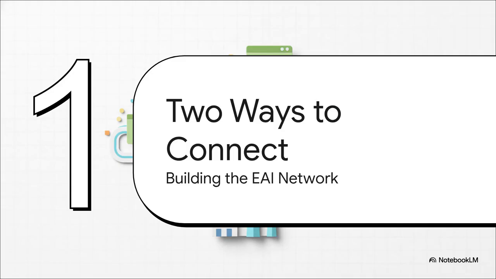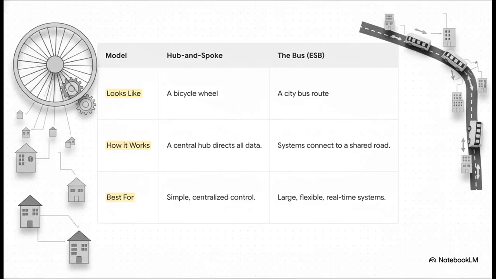Now, you should know that not all these digital post offices are built the exact same way. When you're setting up this whole network, there are 2 main designs for how the data gets from point A to point B. This chart here shows the 2 main styles perfectly. Over on the left, you've got the hub-and-spoke model. It works just like a bicycle wheel. Everything has to go through that central hub, which directs all the data. And on the right, you have the bus model, which is more like a city bus route. There's one main road, and all the programs can just hop on and off to share information. The hub-and-spoke is great for simpler systems, but the bus is way better for really big, busy ones.